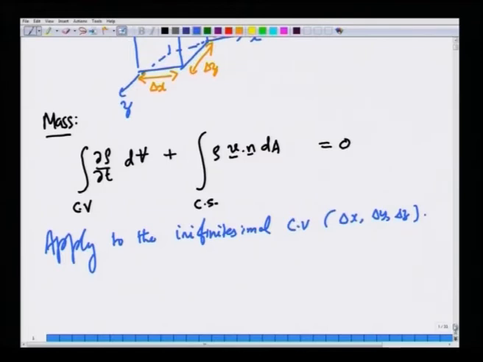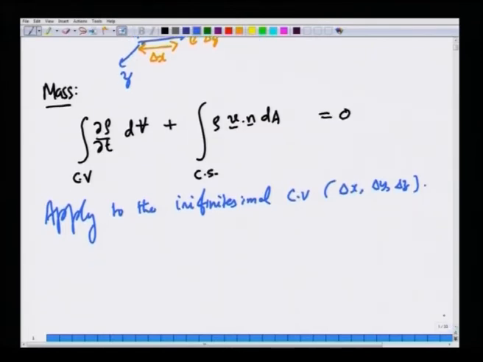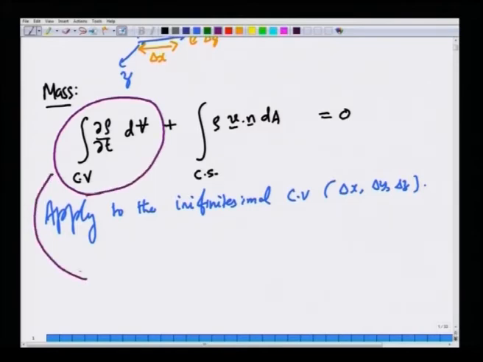Now, a few simplifications arise when we apply a general conservation equation such as this integral balance to a CV. First of all, let us look at term by term. If you look at this term, since the CV is so tiny, the variation of density within the CV can be neglected to a first approximation. So, we can pull this out of the CV.